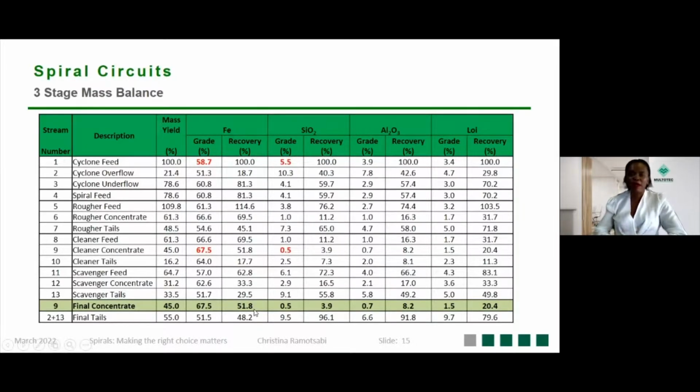So in this scenario, we can see that the spirals can be configured on their own, utilizing multiple stages to meet customer needs.